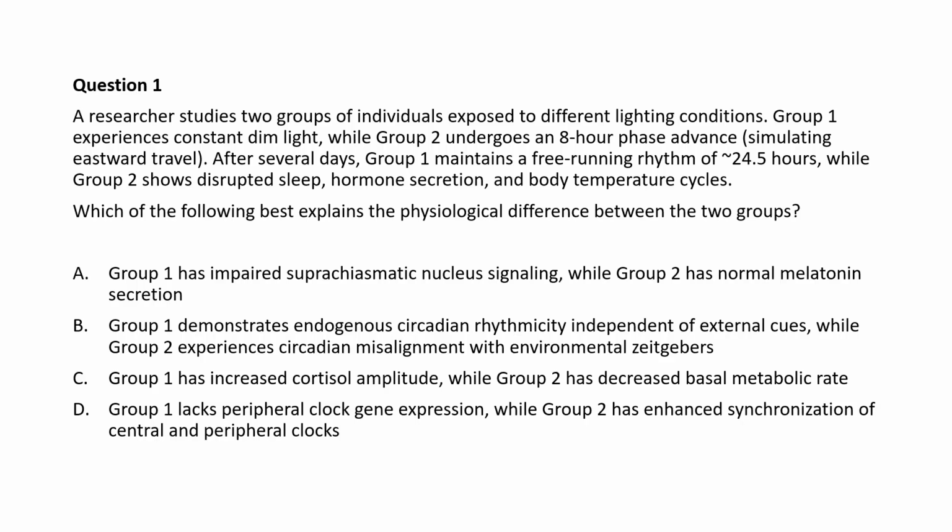So the correct answer here is option B. Okay. That is where group 1 demonstrates an endogenous circadian rhythmicity that's independent of external cues, while group 2 experiences circadian misalignment with environmental Zeitgebers. So what does this mean? Let's break it down.